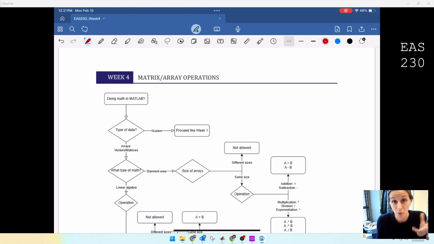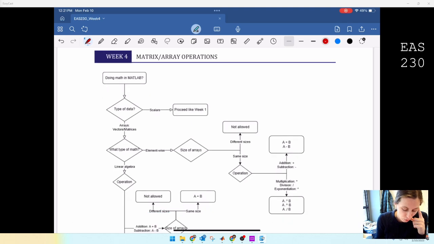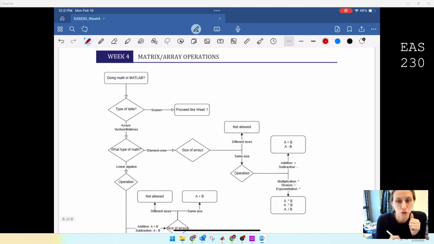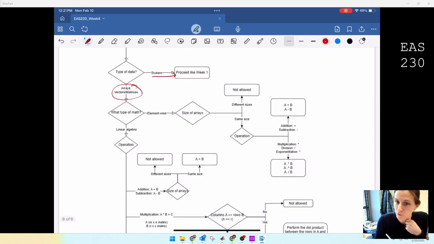Okay, so the last thing in this material, I have this flow sheet that steps through how to make a decision about what kind of operation to use. So are you doing math in MATLAB? Yes or no? What type of data do you have? Do you have scalars? Proceed like we've done previously. If you have arrays, vectors, or matrices, then ask what kind of math. Do you want element-wise, or do you want to do linear algebra?